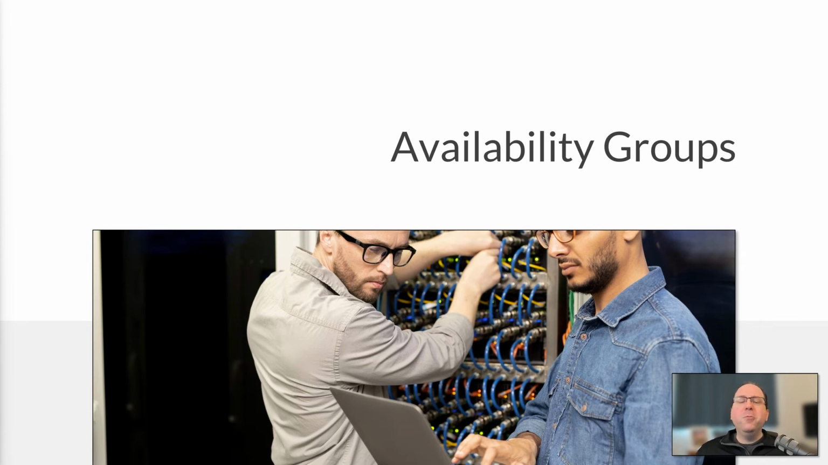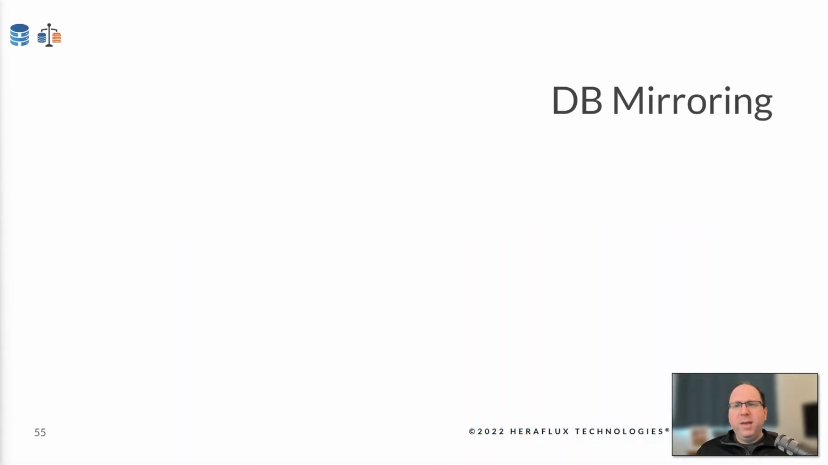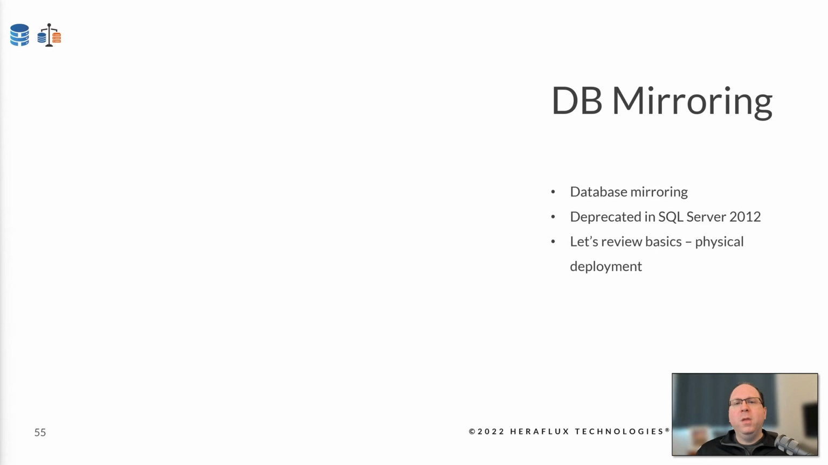Now, there's a fun one in here. This is what we see the most of. These are called availability groups. But in order to show you what an availability group is, I need to show you why it is what it is. So back in the day, SQL Server 2005 introduced something called database mirroring. Now, just for the record, it is deprecated in SQL Server 2012. So let's review the basics.